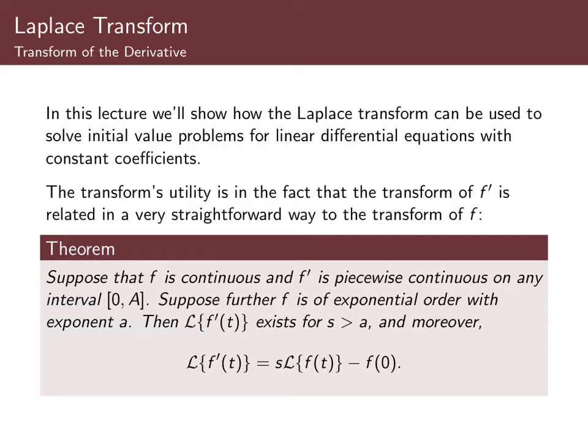Suppose that f is continuous and f prime is piecewise continuous on any interval 0 to a. Suppose further that f is of exponential order, so you can take its Laplace transform with exponent a. Then the Laplace transform of f's derivative exists for all s greater than a, and it has this form here. Notice one can take the Laplace transform of a function's derivative by simply taking the Laplace transform of the function itself, multiplying by the new independent variable s, and then subtracting off the initial value of f.